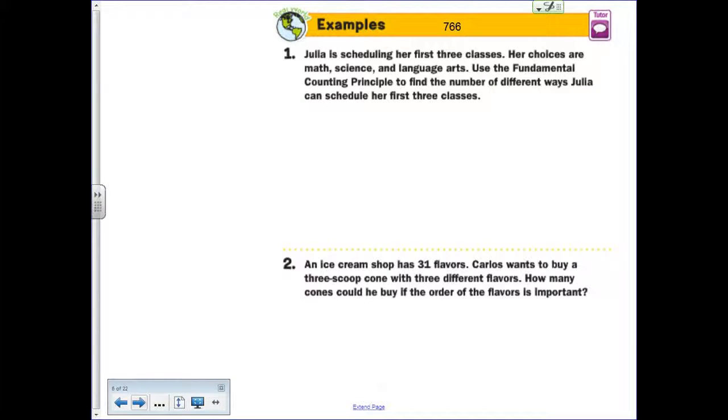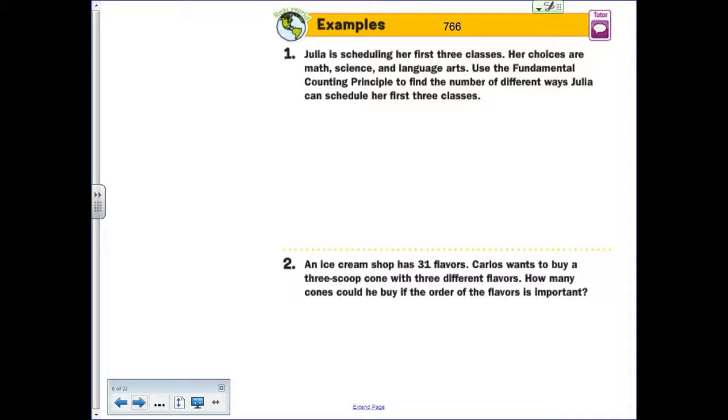Julia is scheduling her first 3 classes. Her choices are math, science, and language arts. It says use the fundamental counting principle to find the number of different ways Julia can schedule her first 3 classes. Well, the fundamental counting principle tells me to take the number of possible outcomes for the first event, multiply it times the number of possible outcomes for the second event, and multiply it times the number of possible outcomes for the third event. This is what I end up getting.